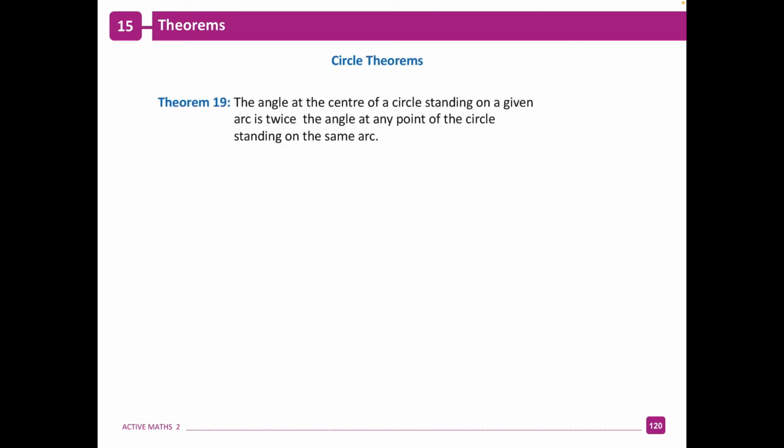Our first theorem states that the angle at the centre of a circle standing on a given arc is twice the angle at any point of the circle standing on the same arc. So as we can see here, angle BOC is twice the angle EAC.